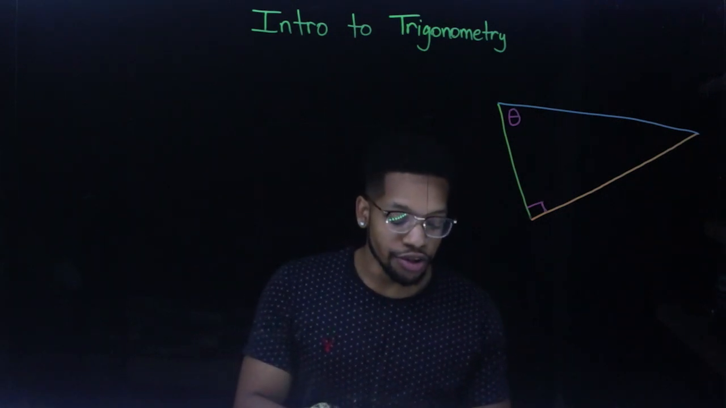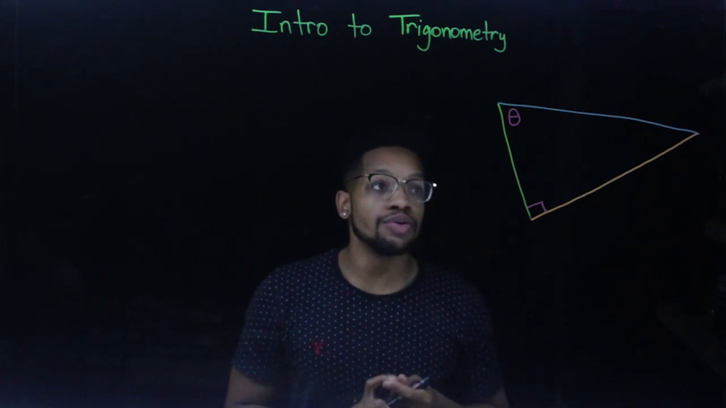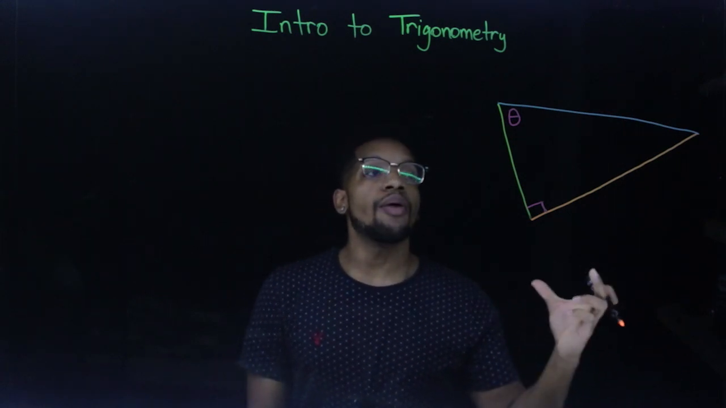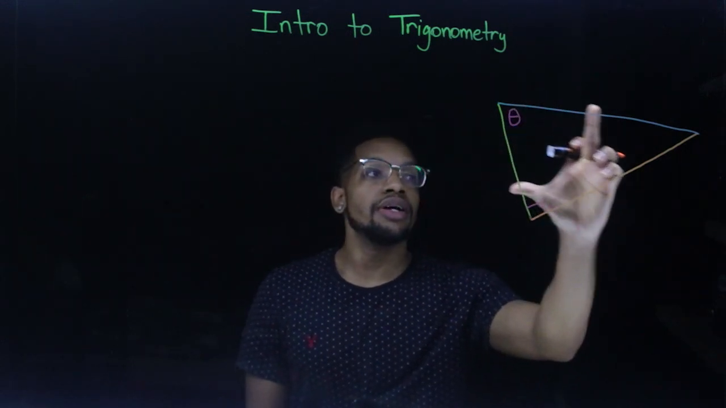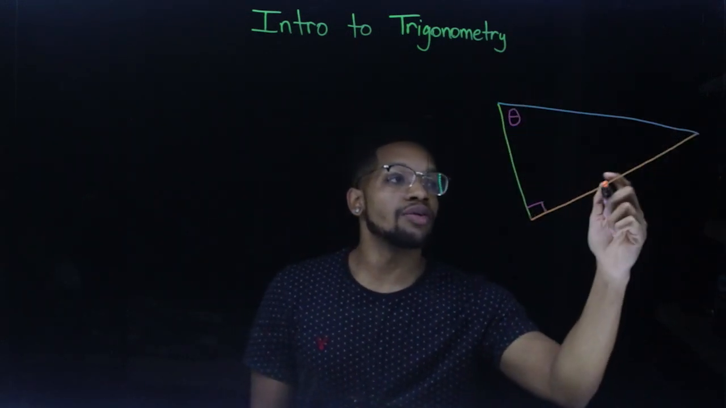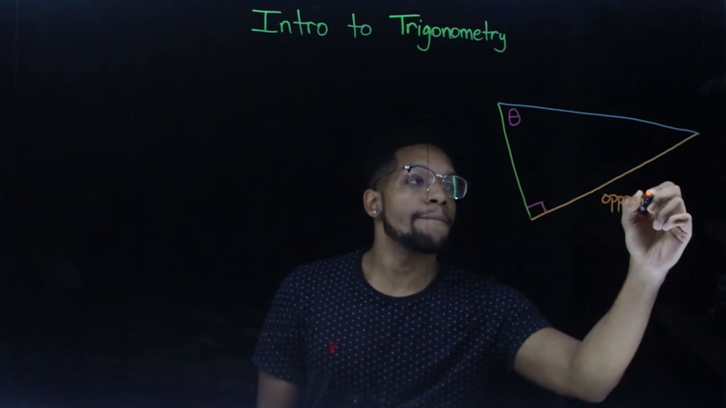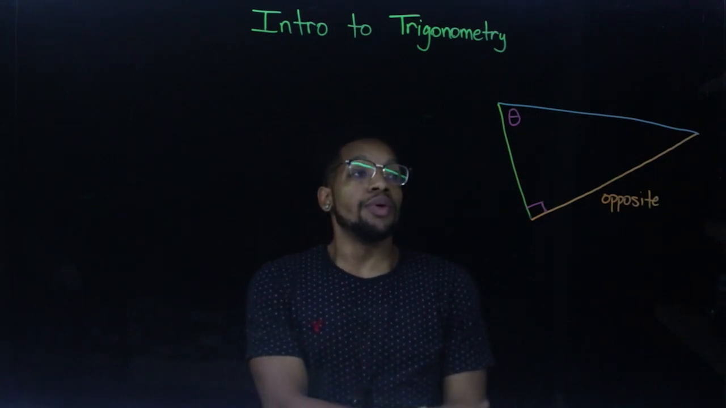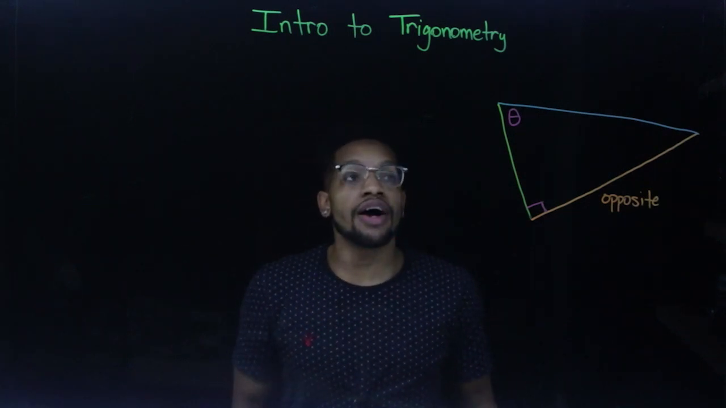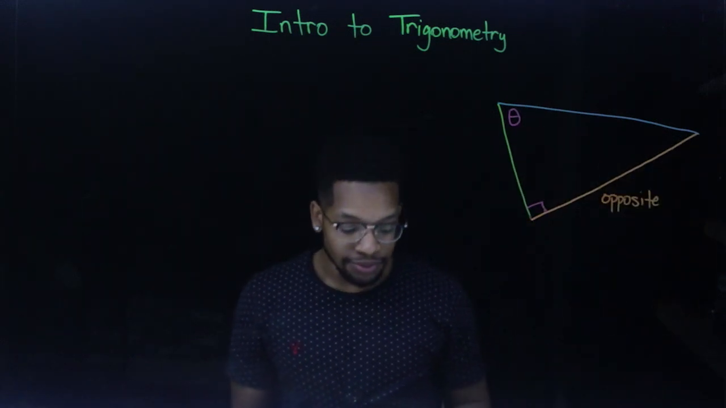So basically, all right, the three sides. The first side I'm going to show you is the side that's always going to be across from your angle theta. So if angle theta is here, the side that's across from that is this orange side, and that is called the opposite side. The way you find out what side the opposite side is, you just find theta. Whatever side is across from that is always going to be your opposite.